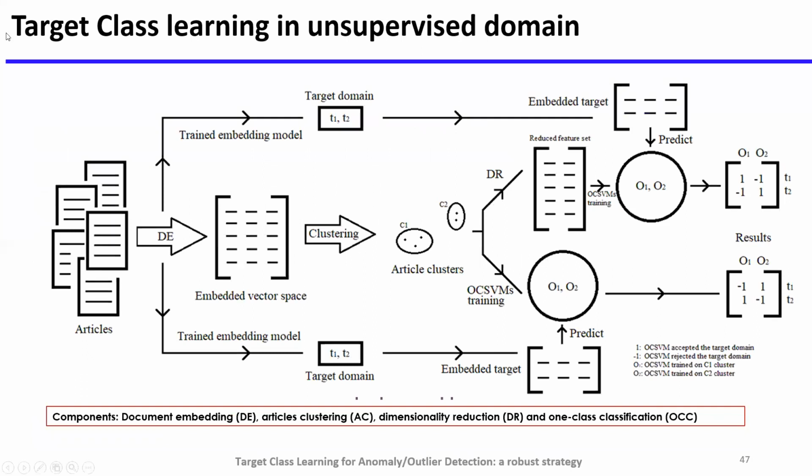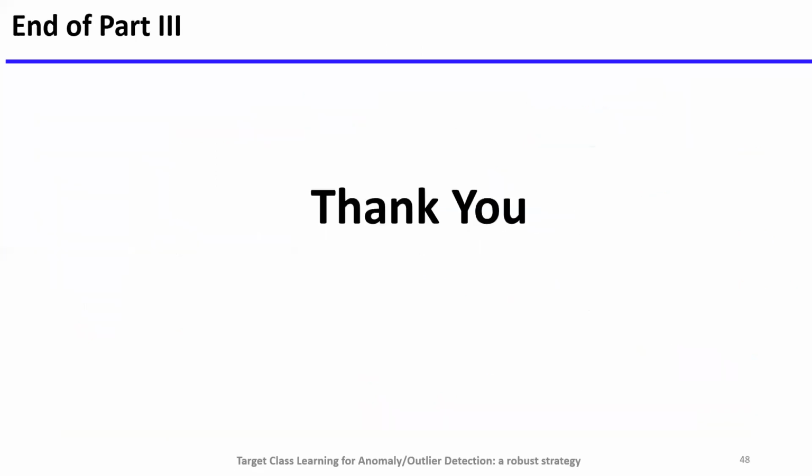Initially the articles were coming, and the embedded vector space was created. Then the clustering was done. Then, using the original feature space, the OCSVMs were trained, or even after dimension reduction, the OCSVMs were trained, and then final testing was done. And the results were promising, basically outstanding results. So thank you very much for this part 3.